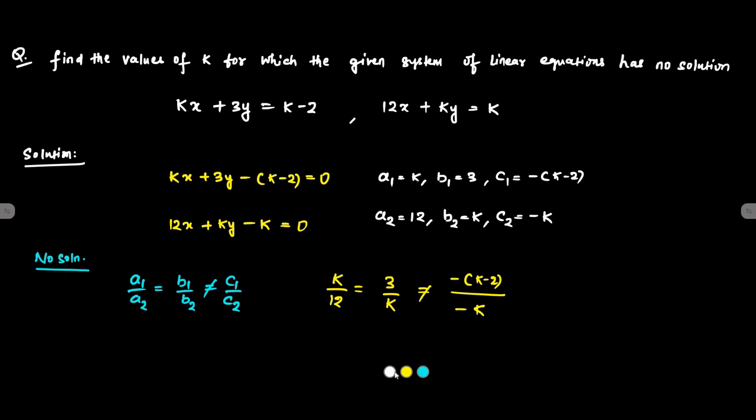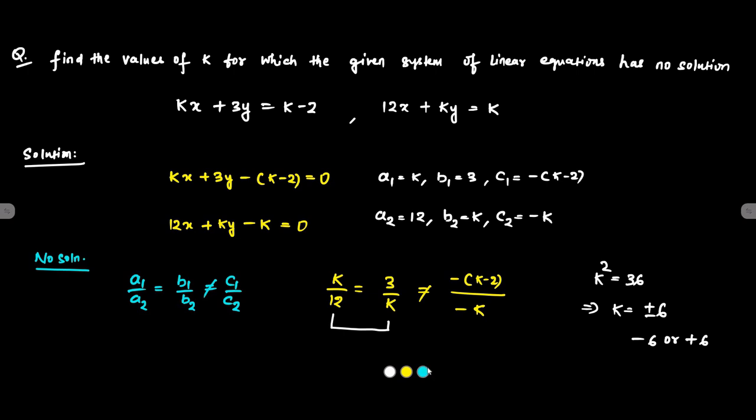So first this one: k by 12 should be equal to 3 by k. That implies k square is equal to 12 into 3, which is equal to 36. That implies k is plus minus 6, that is either minus 6 or plus 6. So this is not final. Now we have to confirm it with the second.